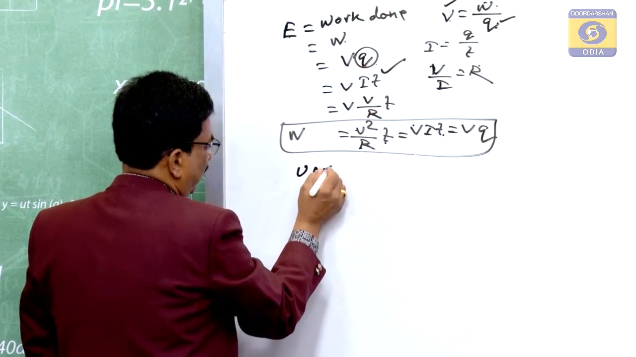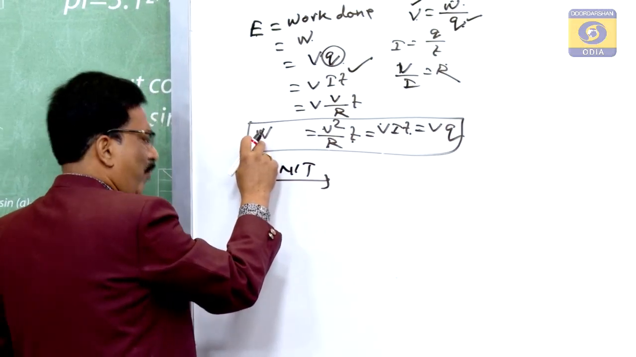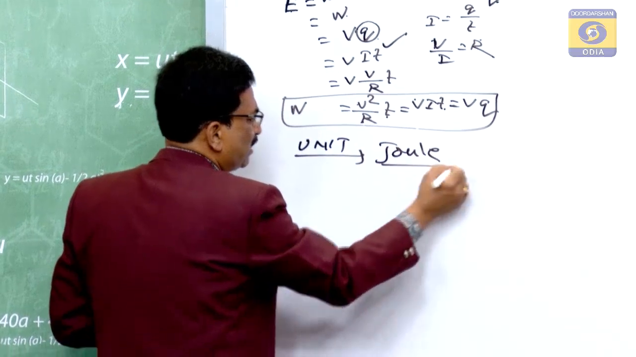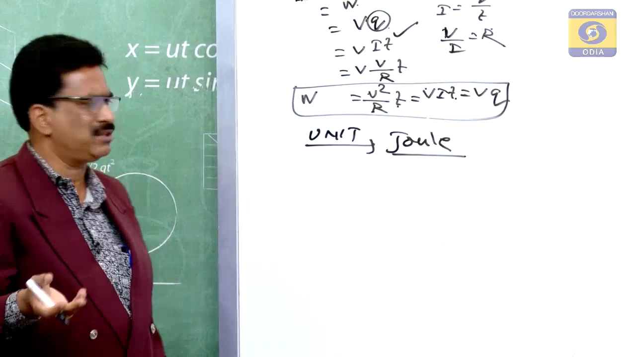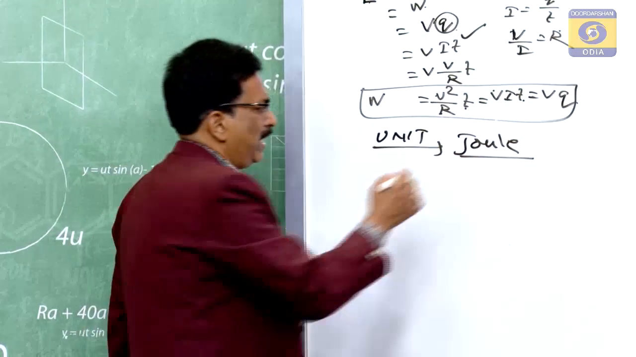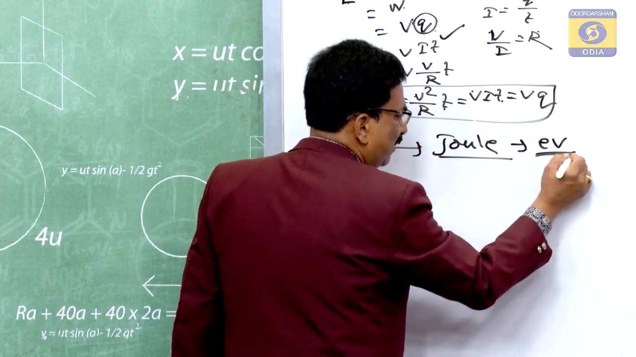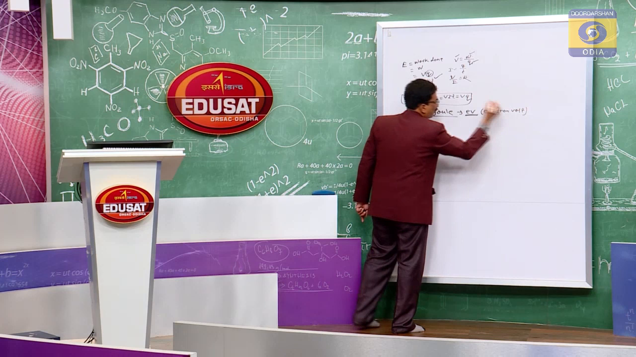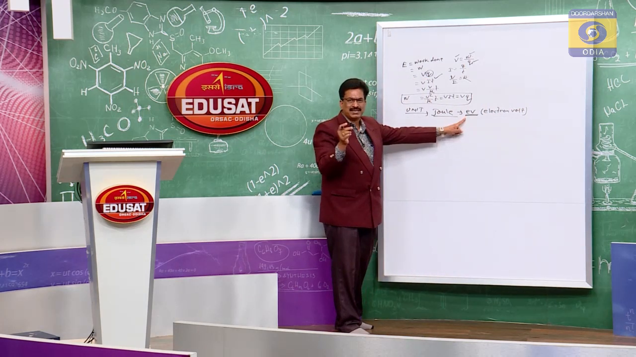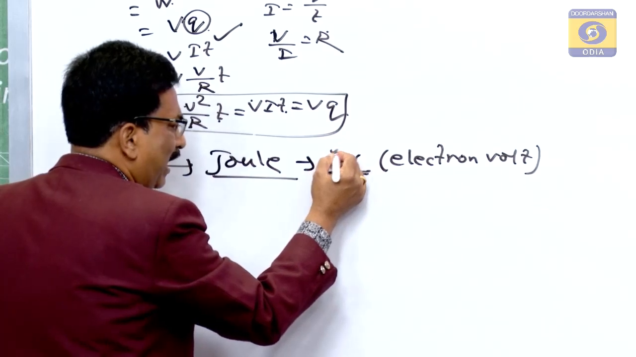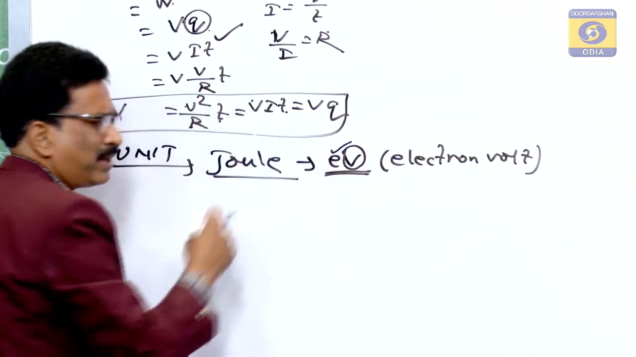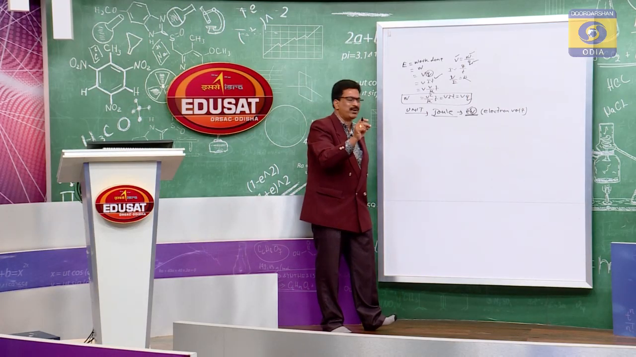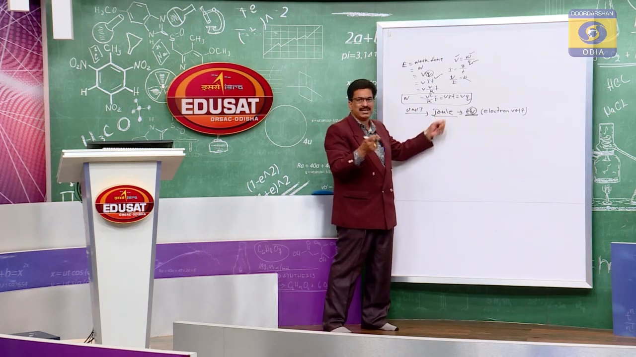Then comes its unit. The unit of work: work means the ability of doing work, that is energy, and the common unit we use is the joule. But when more work is done, the joule is not used; in that case it is used as eV. eV means electron volt. eV means when one electron is able to produce a potential difference of 1 volt, the amount of work produced is known as the energy, the electron volt.